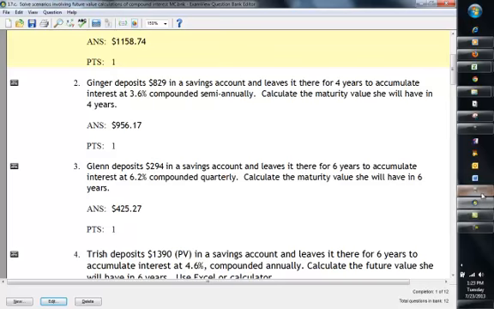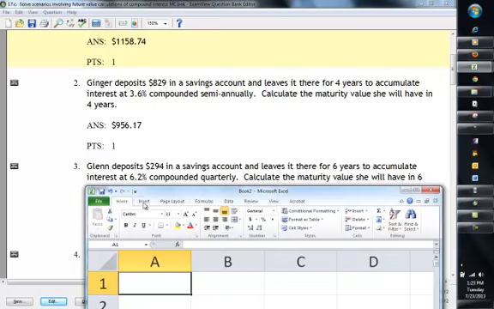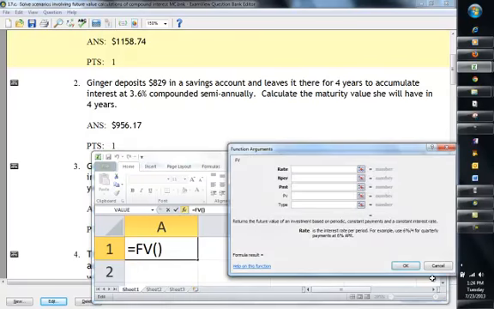Our answers are always going to be positive for these problems. Number 2, Ginger deposits $829 in a savings account and leaves it there for 4 years to accumulate interest at 3.6% compounded semi-annually. Find the maturity value. Maturity value is the same as future value, so I hit the FX key. The rate is 0.036, but it's compounded semi-annually, so we have to divide the interest rate by 2. If you had 3.6% each time you compounded, that would actually be 7.2% for the year. So we have to divide it by 2.